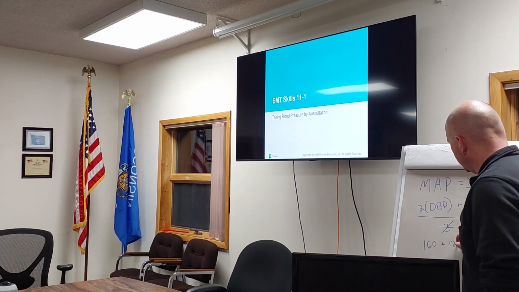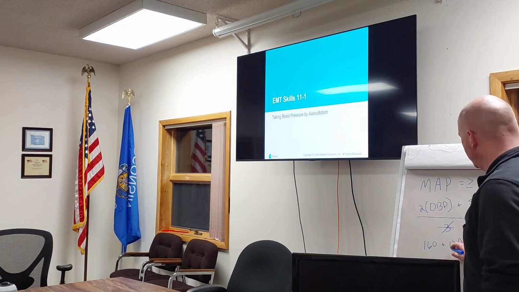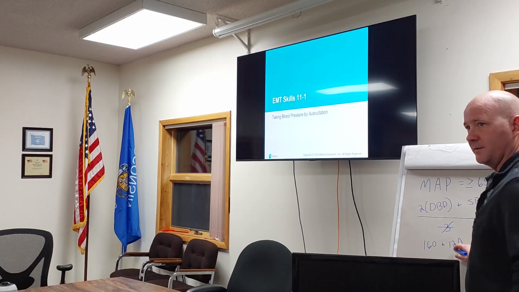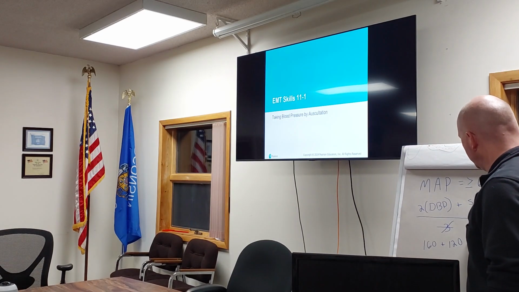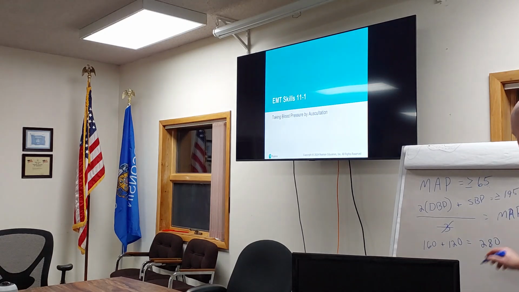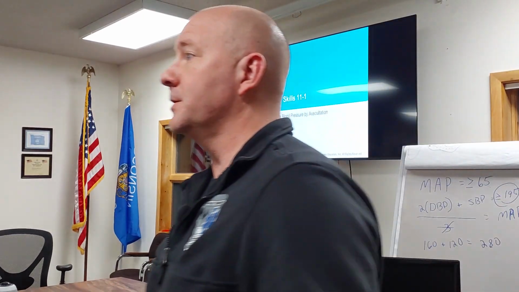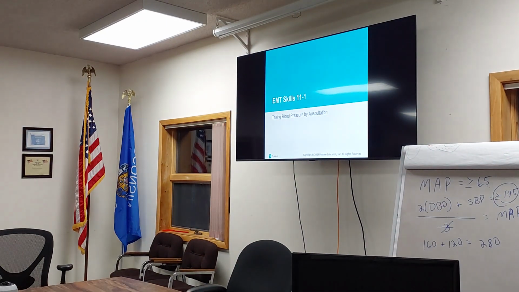Plus 120. So 2 times the diastolic, 2 times 80, plus my systolic, 120. Remember, I was 120 over 80. What was that, 280? Which is at or better than 195, right? So my mean arterial pressure, or my blood pressure, is good.